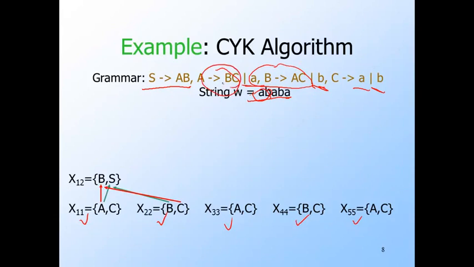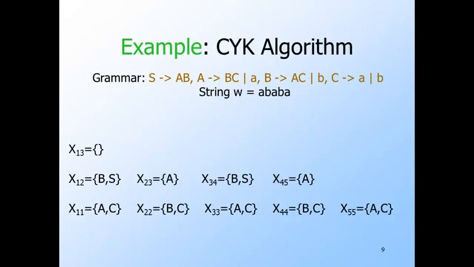That's this. In order for A to be in X12, we would need to find B in X11 and C in X22. The latter holds, but B is not in X11. Here are the other three sets for the row corresponding to the substrings of length 2. We'll leave it to you to verify that those are correct.